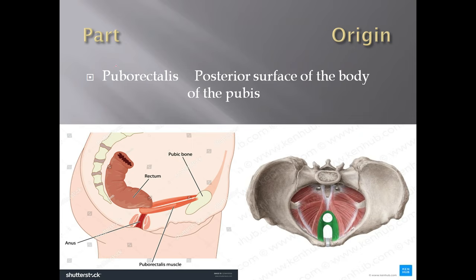So we'll be looking at the parts of the levator ani muscle and their origin. We'll begin with the puborectalis, which originates from the posterior surface of the body of the pubis. So this is the puborectalis originating from the posterior surface of the body of the pubis, and then forming a U-shaped sling around the inferior part of the rectum.